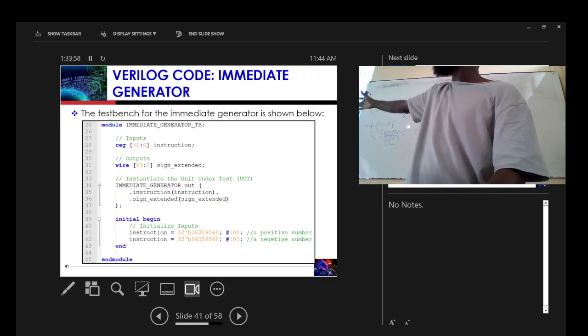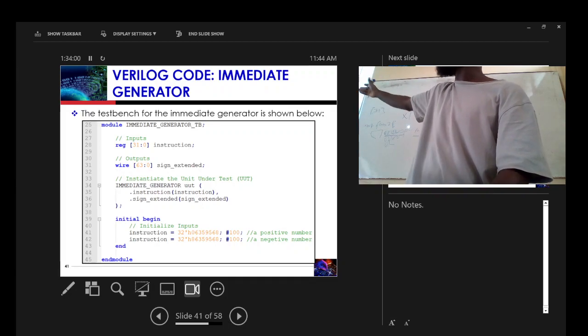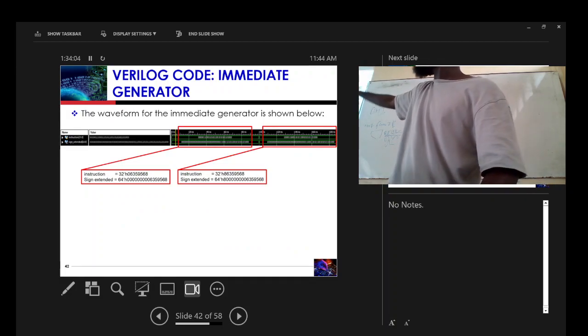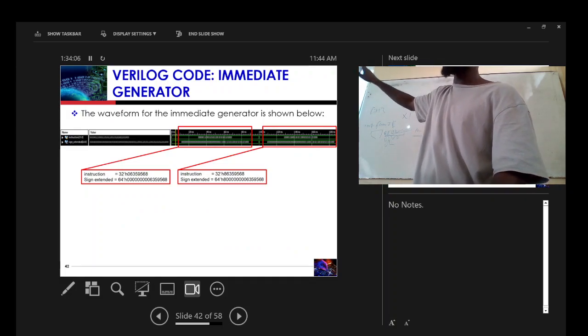So now I gave the test bench for the immediate field also, and then I explained the test bench, but it is actually wrong.